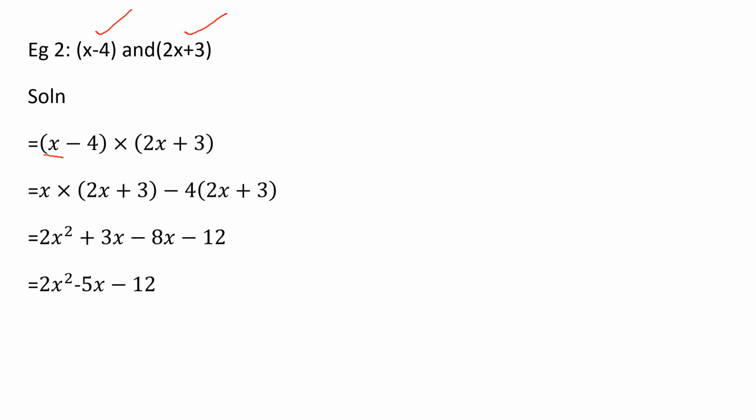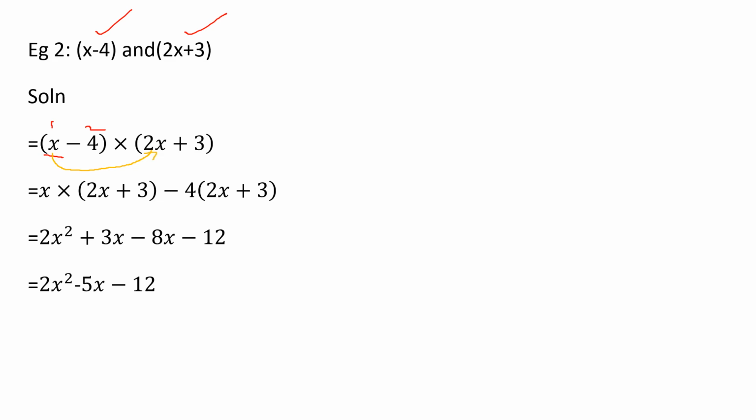Here you have two terms. This is the first term and this is the second term. First you are going to multiply with the first term. So first you will multiply x into 2x.